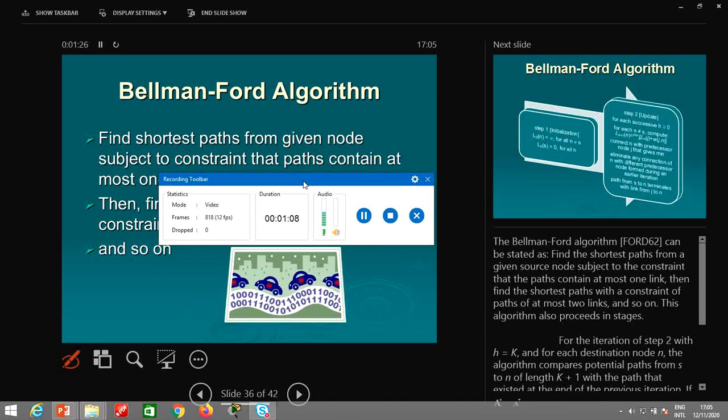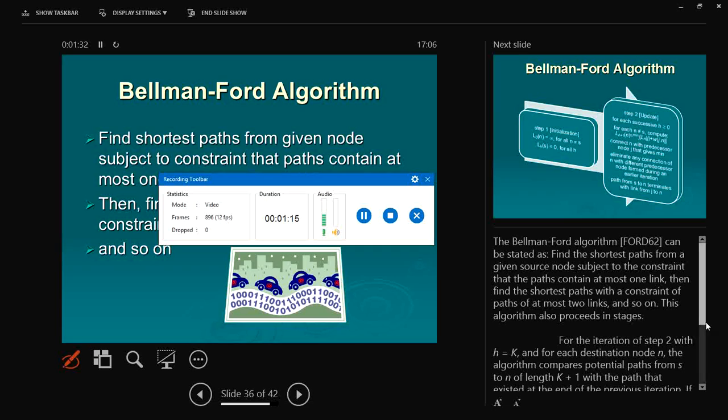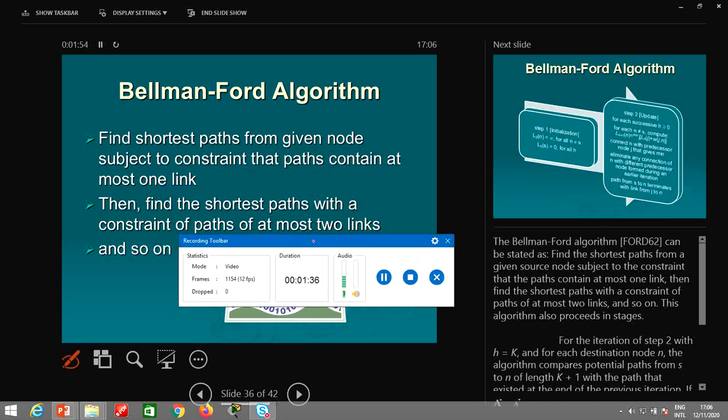There are notations which can be used. Now for the iteration of step 2, this repeats. For the iteration of step 2 with h equals k, hop count equals the number of nodes, and for each destination node n, the algorithm will compare the path from source to the node n. So this is how it proceeds in stages.